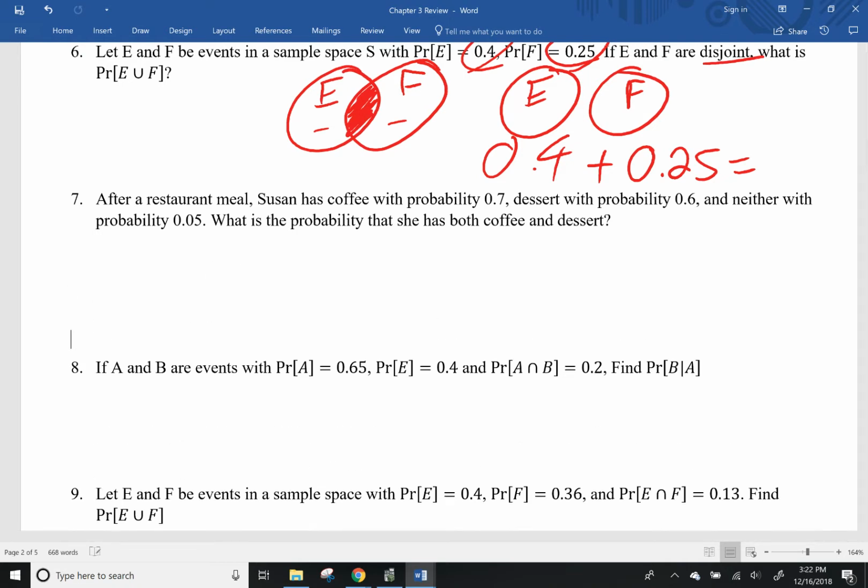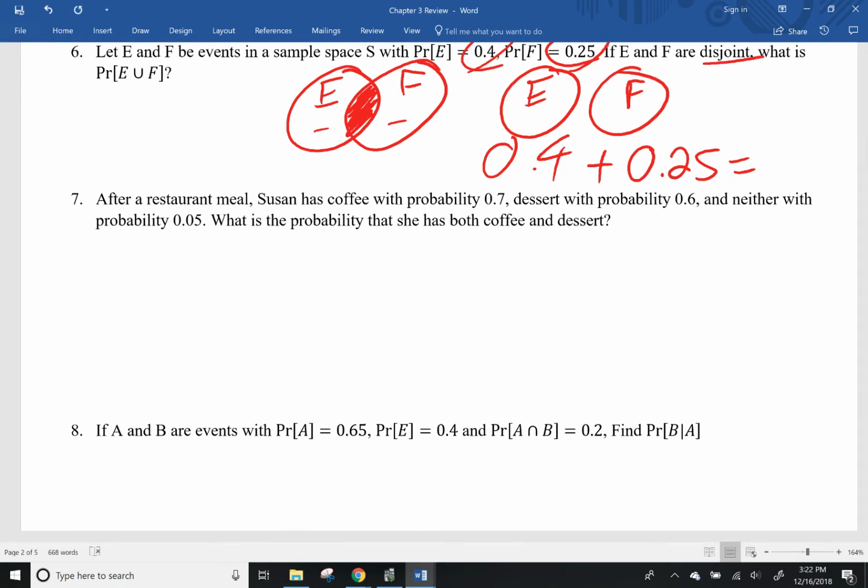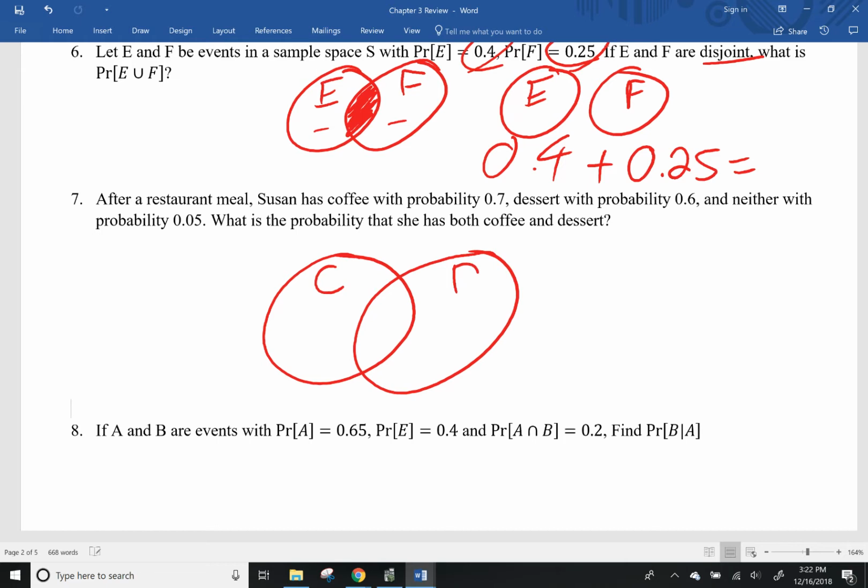So number 7. After a restaurant meal, Susan has coffee with probability 0.7, dessert with probability 0.6, and neither with probability 0.05. What is the probability that she has both coffee and dessert? So I'm going to use circles here. Again, we don't need them, but I think it helps the majority of us anyway. So coffee, dessert.